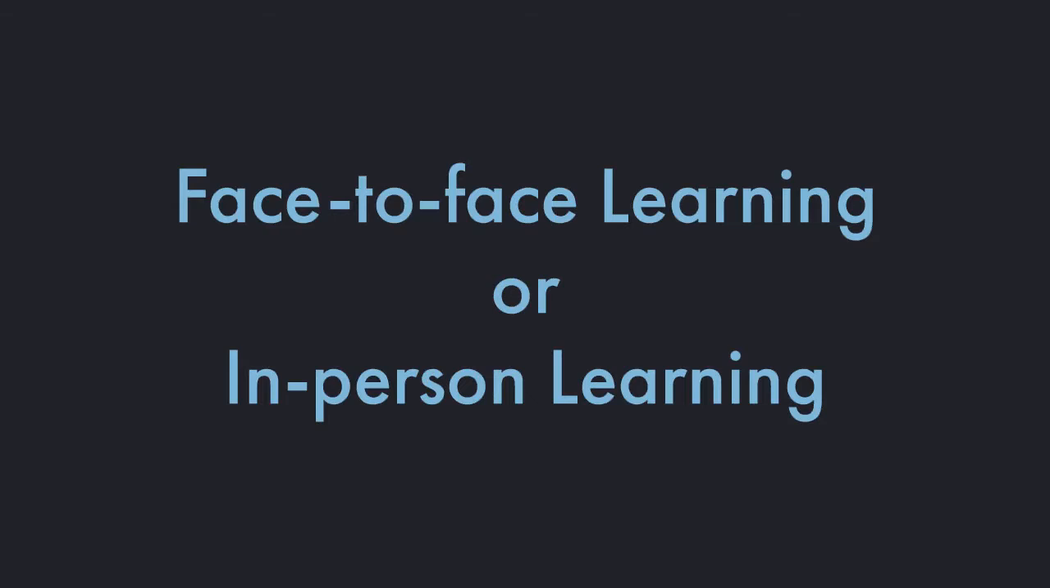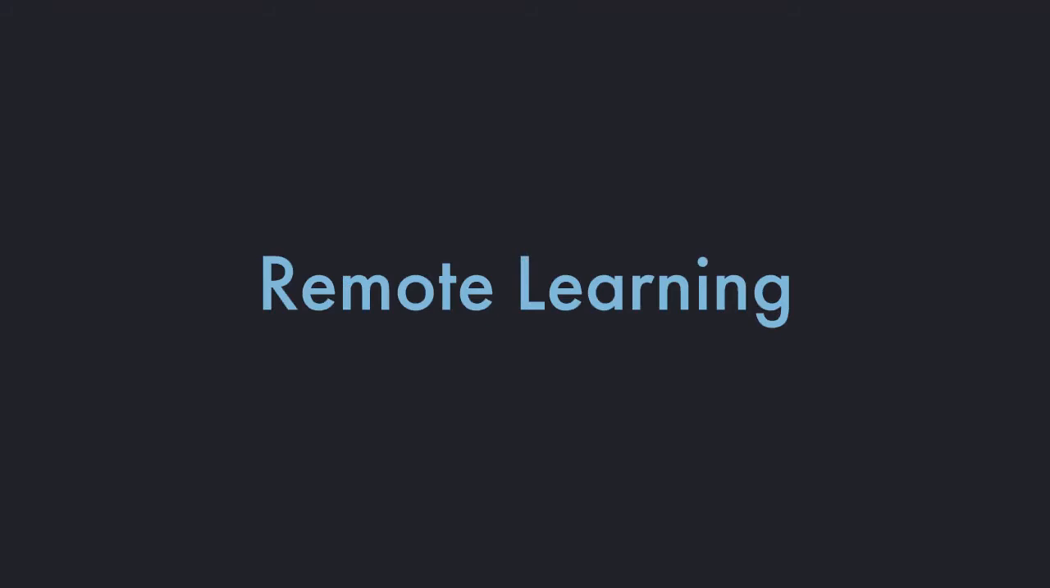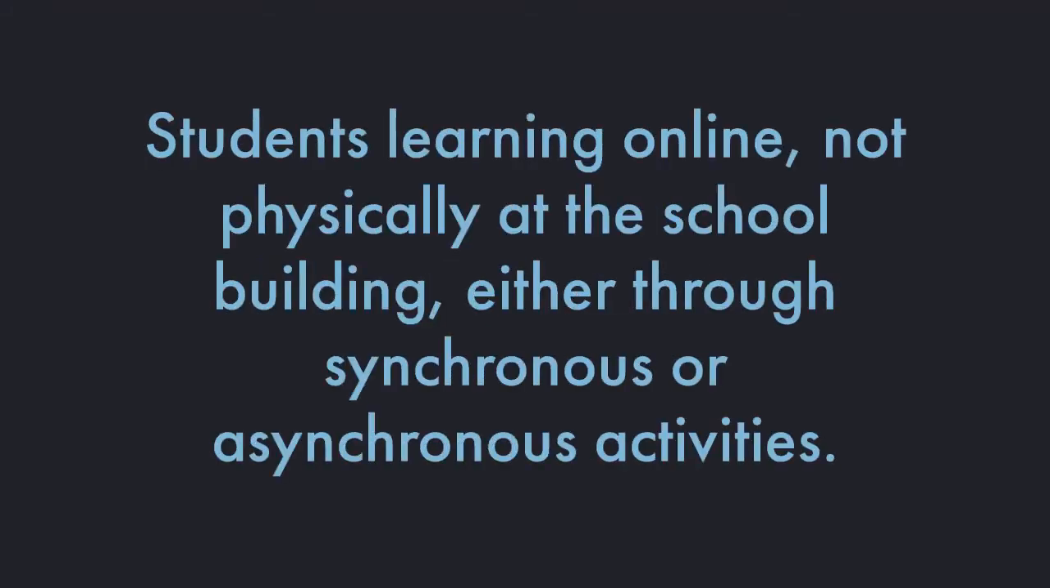Face-to-face learning, or in-person learning. Students learning on campus in the same physical space as the teacher and other students. For the purposes of this electronic and online and COVID stuff, face-to-face learning is what we're not doing right now. It's, in the class, we're actually physically face-to-face and talking to each other and seeing each other there. That'll hopefully happen in the spring. Remote learning. Students learning online, not physically at the school building, either through synchronous or asynchronous activities. And remote learning is what you're doing now. You're remote and hopefully you're learning.